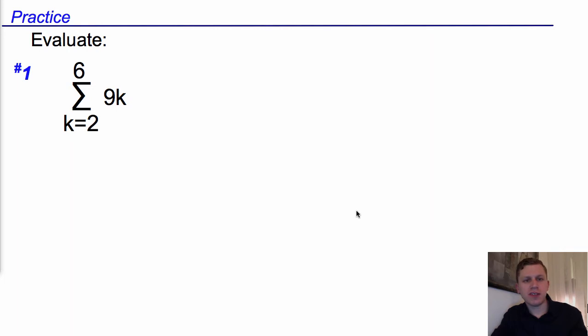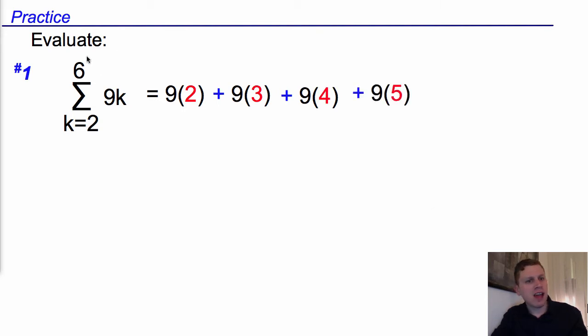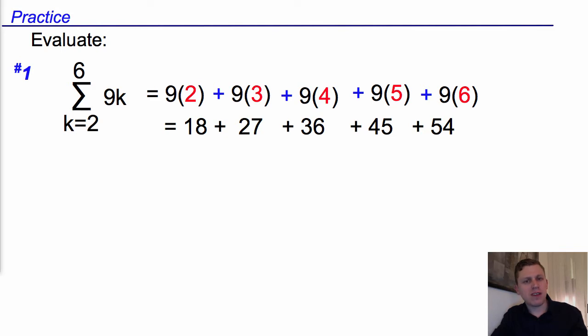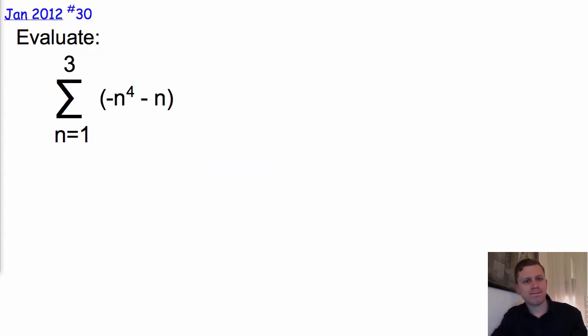Okay, let's take a look at the solution to this one. The first number I'm going to plug in is 2. I'm going to say 9 times 2. Then the next number I'll plug in is 3. 9 times 3. Then 4. 9 times 4. Then 5. 9 times 5. And the upper limit of summation is 6, so this will be the last number I plug in, 9 times 6. If I evaluate these, I'm going to get these following numbers, and summing those together, this series is equivalent to 180. Let's try one more.